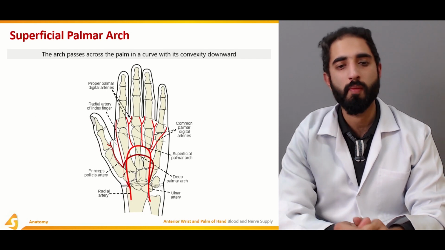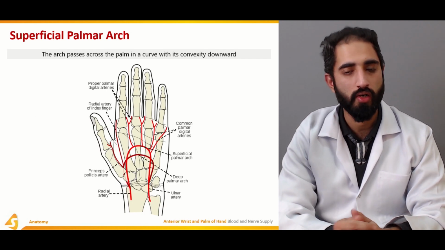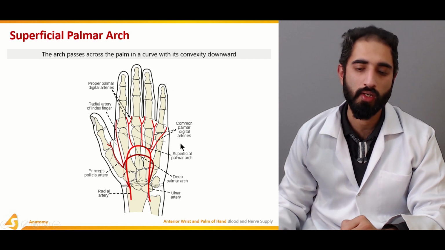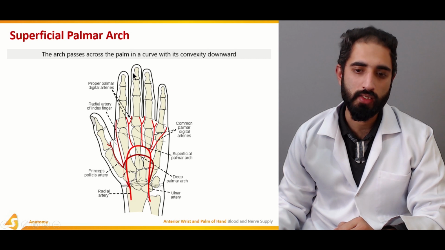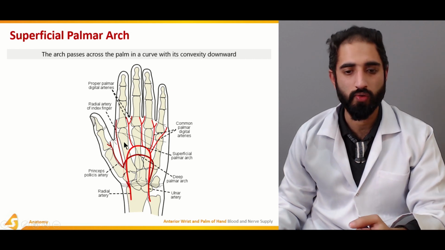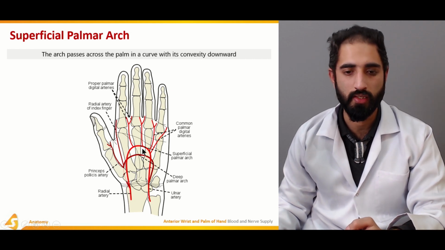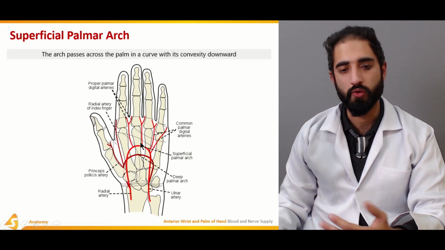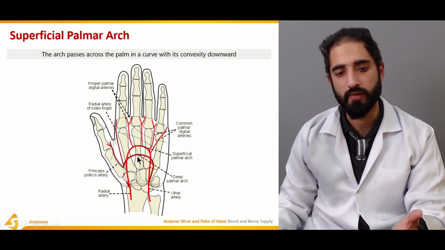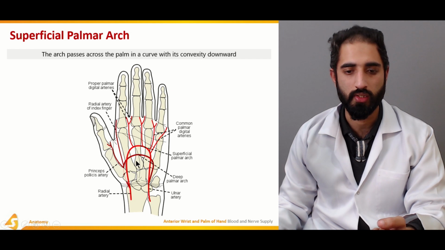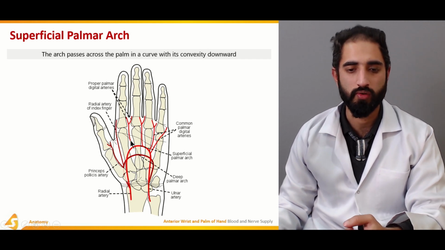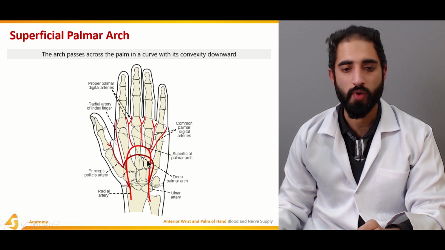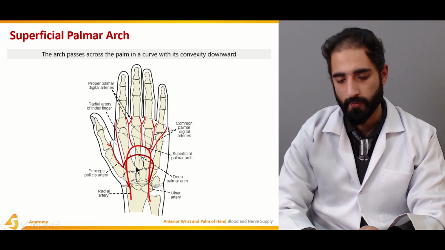Now the superficial palmar arch passes across the palm in a curve with its convexity downward. This is downward because this is the distal aspect. So here it is the convexity, and here we have the concavity. It may seem like this is the downward aspect, but this is actually the proximal aspect. So this is the upward and this is the downward. So this is actually the convex part and this is the concave part.